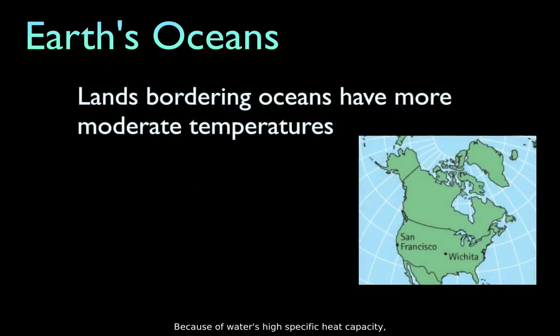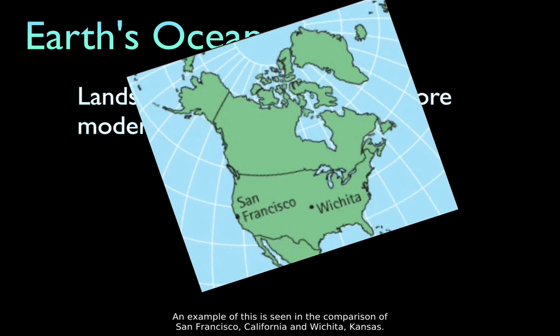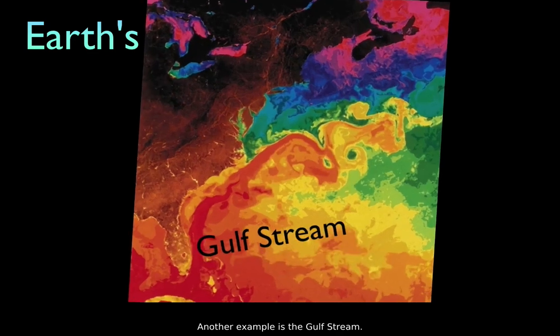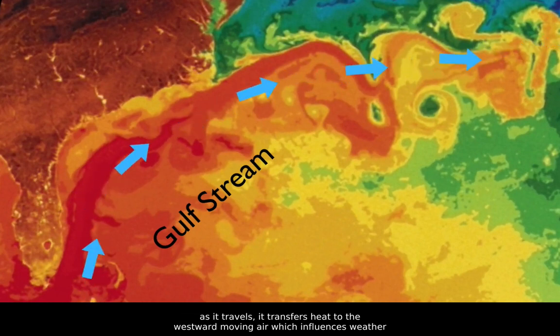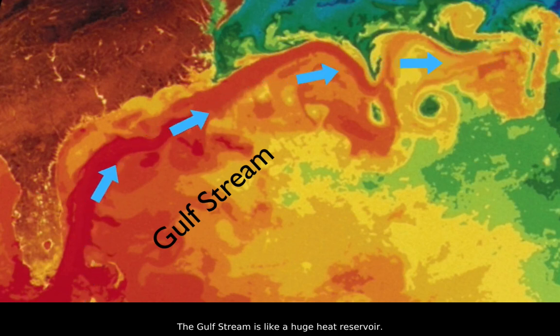Because of water's high specific heat capacity, lands near oceans have more moderate temperatures. An example of this is seen in the comparison of San Francisco, California, and Wichita, Kansas. Another example is the Gulf Stream. Warm equatorial water from the Caribbean flows northward, then eastward across the Atlantic, and as it travels, it transfers heat to the westward moving air, which influences weather and climate in Great Britain and Europe. The Gulf Stream is like a huge heat reservoir.